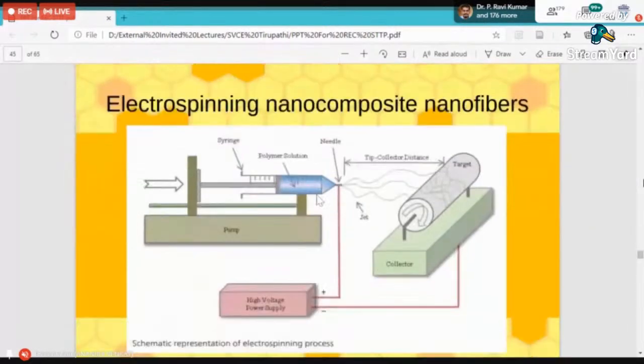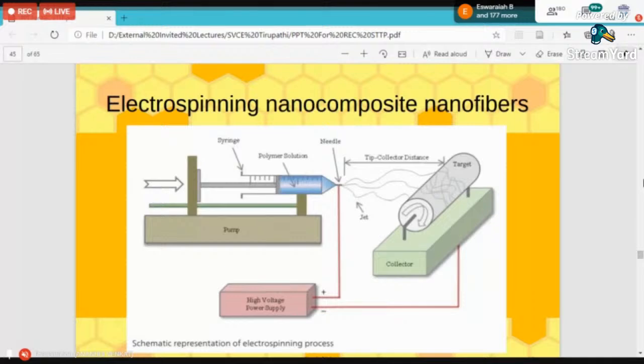Electrospinning is one of the production techniques of the nanocomposites. Right? A special technique called the electrospinning technique. Here, a syringe is used to inject the polymer, and there is a needle which has a nozzle, small, you can say micro nozzles. This micro nozzle will eject the polymer solution into a collector. The collector can be collecting the nano fibers, which can be further used for the user.